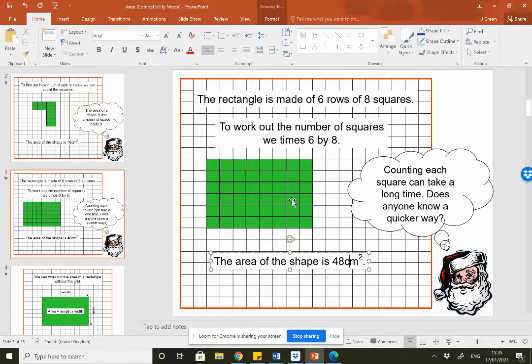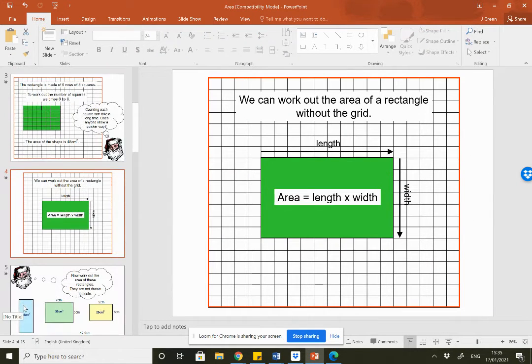So a short way of calculating the area of regular rectangles and squares is by going 1, 2, 3, 4, 5, 6, 7, 8. 1, 2, 3, 4, 5, 6. 8 times 6 is 48. Yeah? So you multiply the length by the breadth to get the answer. Here we are. Length this way, width or breadth this way, times them together, and you will get the area.